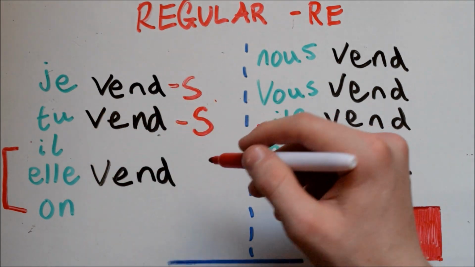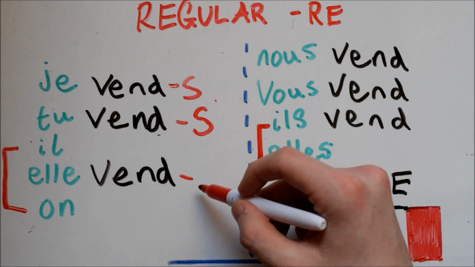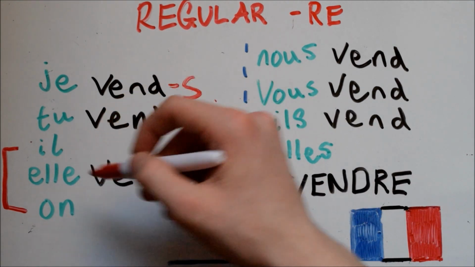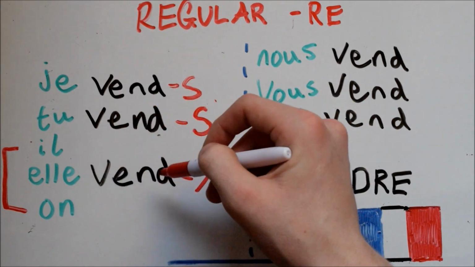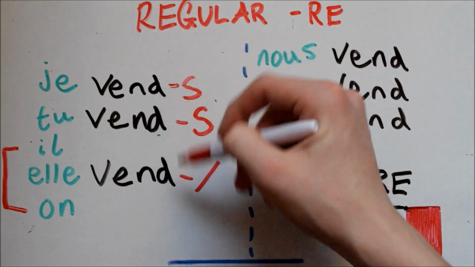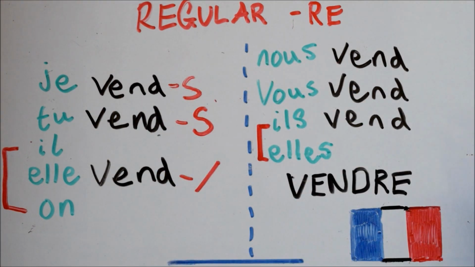Il, elle, on, the ending is nothing. It remains as the stem. Il vend. Elle vend. On vend. Notice these three sound all the same.